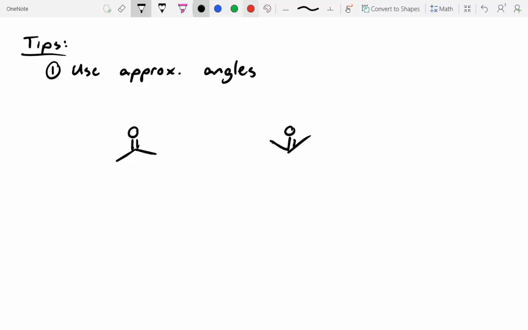We know that these angles right here should be about 120 degrees. Try to get pretty close to a zigzag. Don't have an angle that looks like it might be 270 degrees. That just looks weird. Looks like an acetone doing jumping jacks or something. This is not correct.